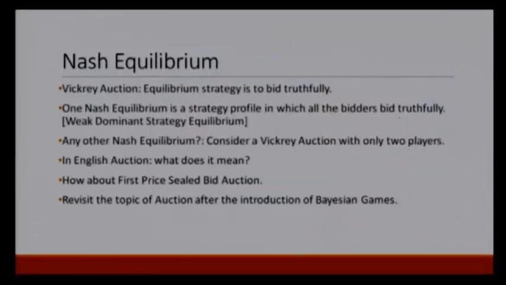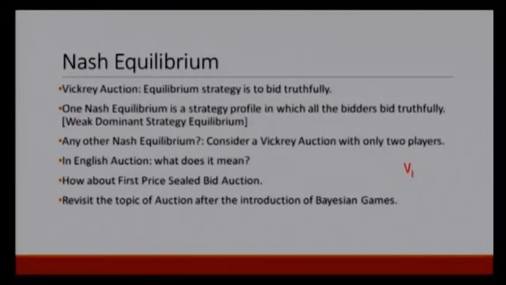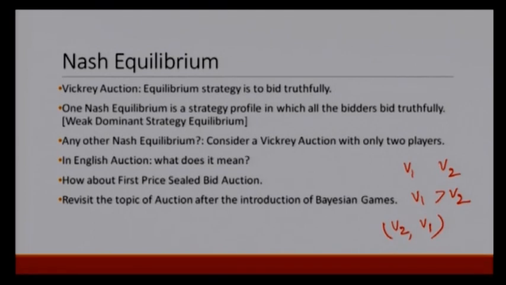Now, can we talk about any other Nash equilibrium in this game? As we have discussed, we have figured out one Nash equilibrium for this game, but the fact is that in this game we can have many more Nash equilibria. For example, let us take, for simplicity, only two players, and let us say that player 1 has valuation V1 and player 2 has a valuation of V2, where V1 is greater than V2. If player 1 bids V2 and player 2 bids V1, is this a Nash equilibrium?